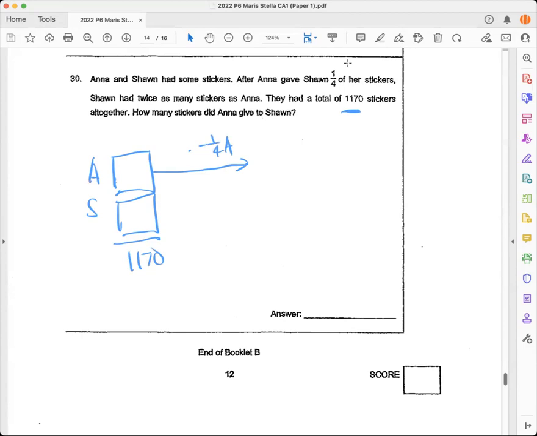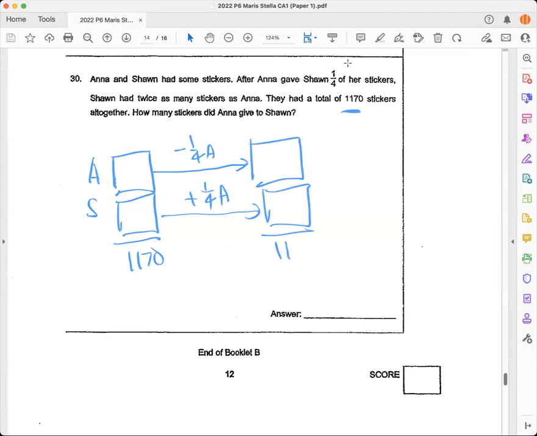Let me write this. Anna minus 1/4 of Anna, and this is given to Sean. Sean received 1/4 of Anna. Then this is what they have in the end. I'll leave it empty at the moment, and their total is still 1170. We know that in the end, Sean had twice as many stickers as Anna. So Sean is 2 units, Anna is 1 unit. From this model, you can see that 1 unit plus 2 units, 3 units, is 1170.